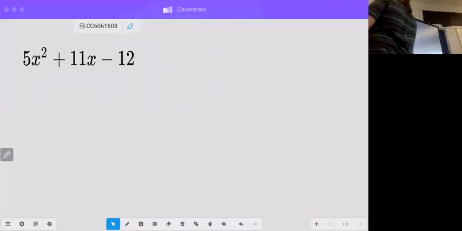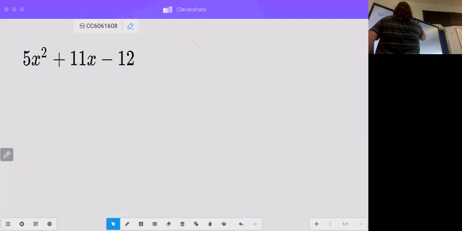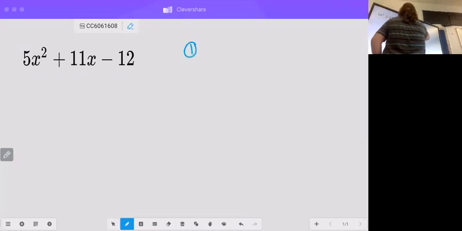All right, let's take a look at this factoring problem. We want to factor it out. For this one, first thing we're going to do, as always, we need to check to see, do we have a GCF? Always step number one is going to be check for a GCF, no matter what.